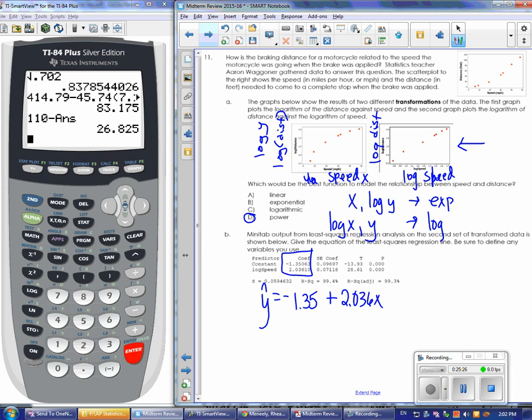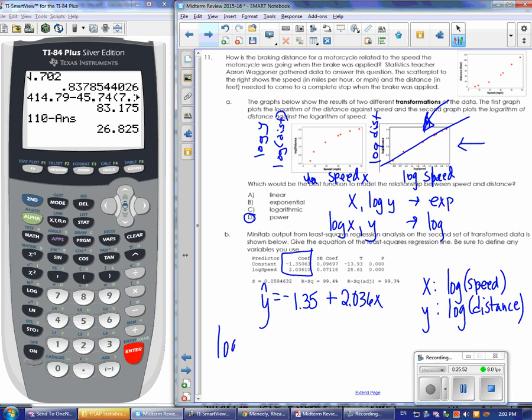But I have to define my variables. This is the linear equation that I just came up with, and now I've got to define my variables. Well, x in this case corresponds to the log of the speed, and y corresponds to the log of the distance. I could also write this as the log of the distance is equal to negative 1.35 plus 2.036 times the log of the speed, and then I'm defining my variables within the equation.